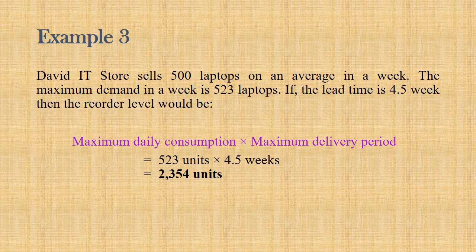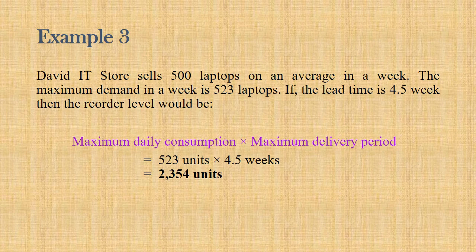Now we will look into example 3. David IT store sells 500 laptops on an average in a week. The maximum demand in a week is 523 laptops. If the lead time is 4.5 weeks, then the reorder level would be. The question is direct. The question asks us to find out the reorder level. It has already given us that David IT store sells on an average in a week 500 laptops. The maximum demand in a week is 523 laptops and the lead time is 4.5 weeks.